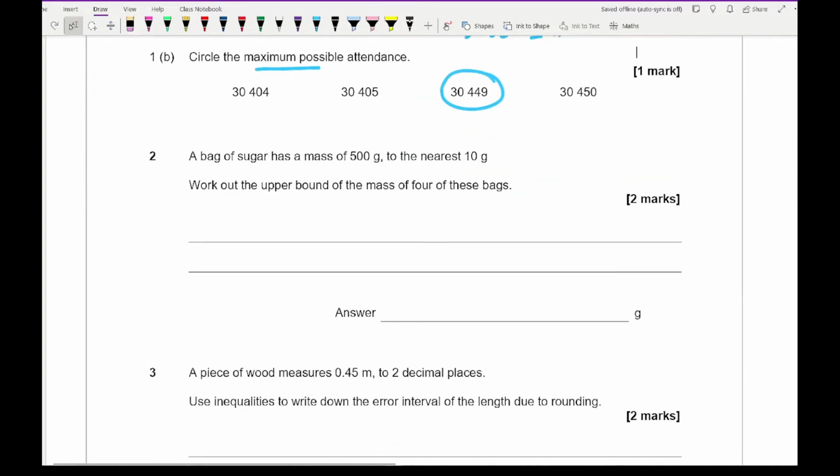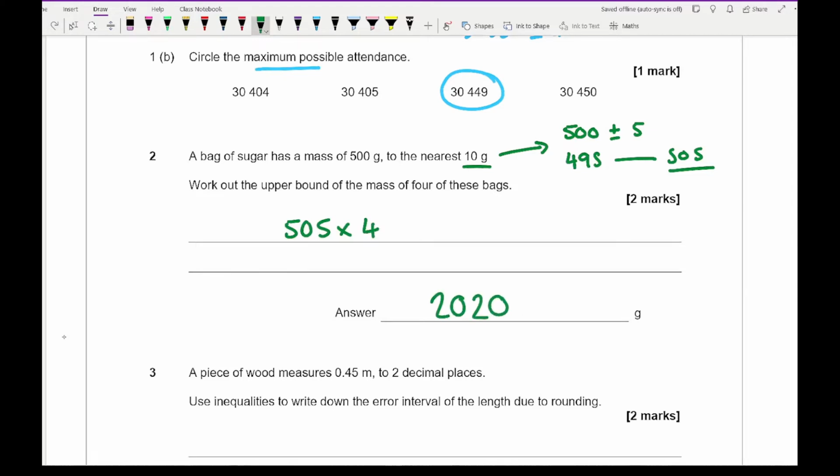Moving on to question 2, it says that a bag of sugar has a mass of 500 grams to the nearest 10 grams. Work out the upper bound of the mass of 4 of these bags. So let's first of all look at what the limits are going to be. To the nearest 10 grams, that's going to be 500 plus or minus 5. So that's going to be 495 and 505. Now the upper bound is going to be that number, so it's going to be 505 multiplied by 4, and that gives me an answer of 2020.